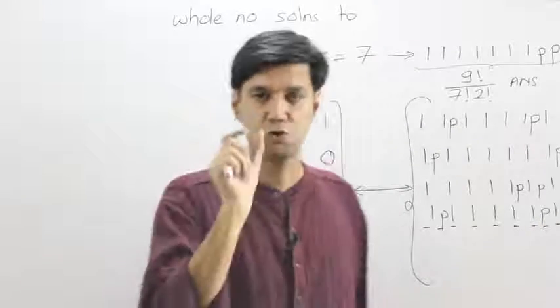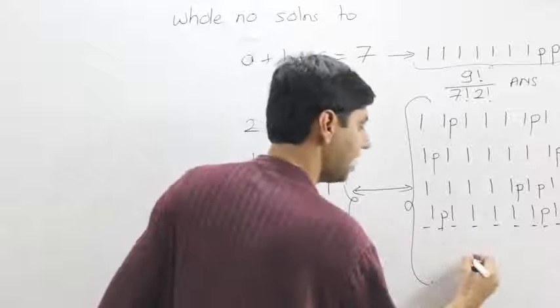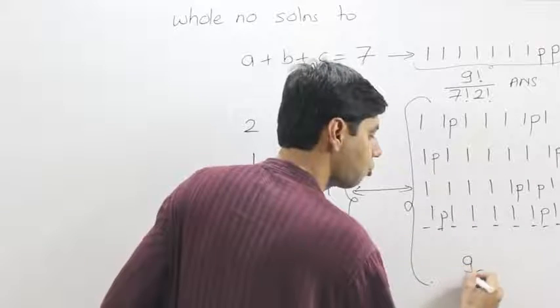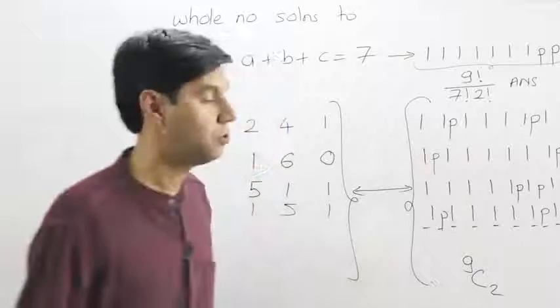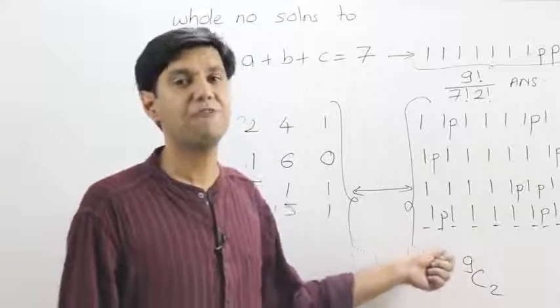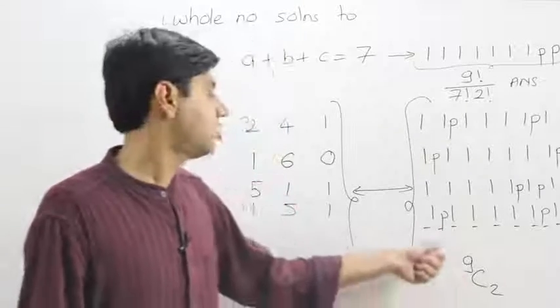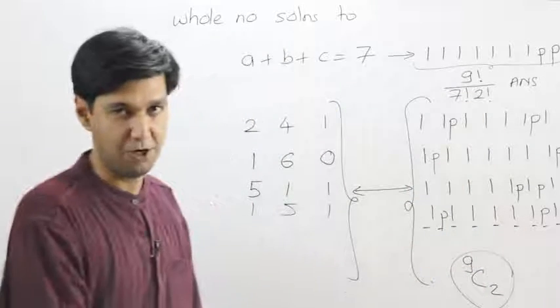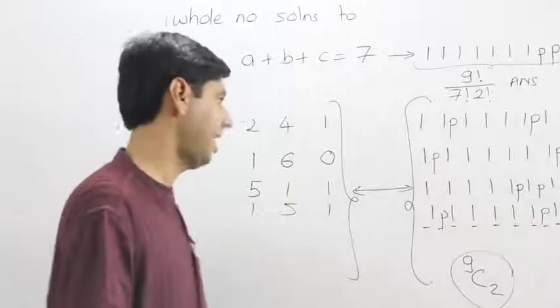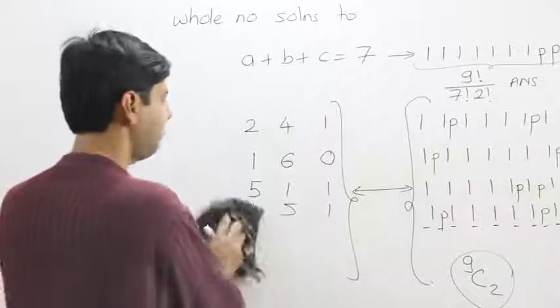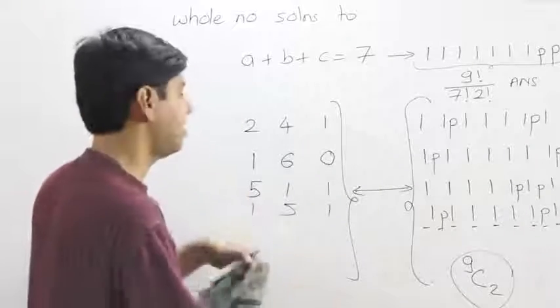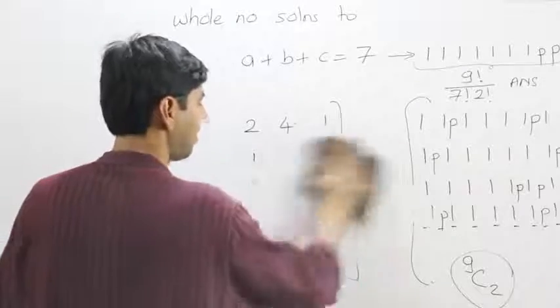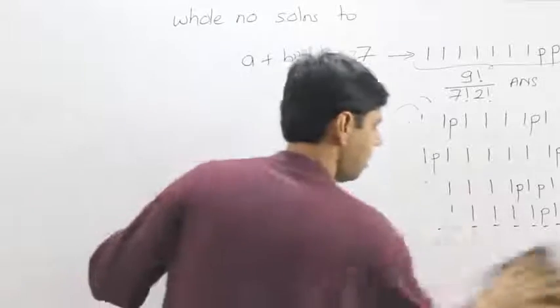The 7 ones and 2 partitions. So out of these 9 positions, any 2 could be partitioned. So I could also use 9C2, which is the way formulas are given in the textbook, and it is exactly the same as the previous answer that we have got. Hope you get the idea out of it. Let's try it with one more question, exactly identical, just to make sure that we can use it very fast.